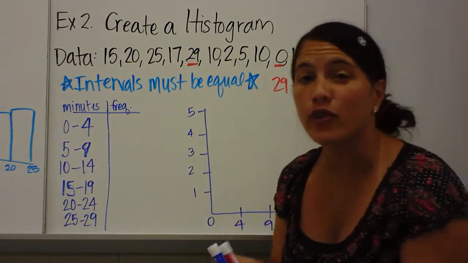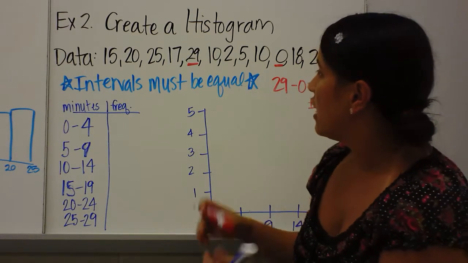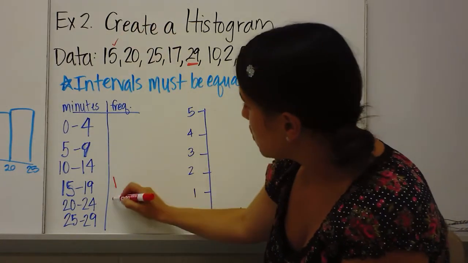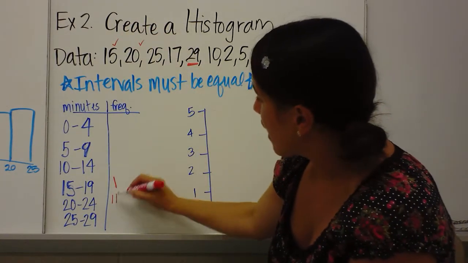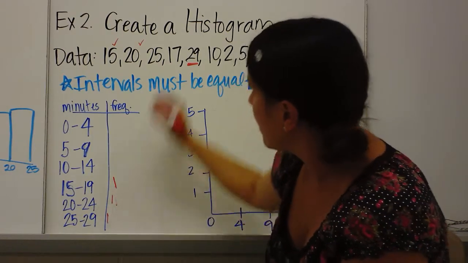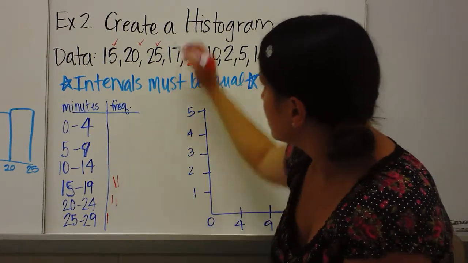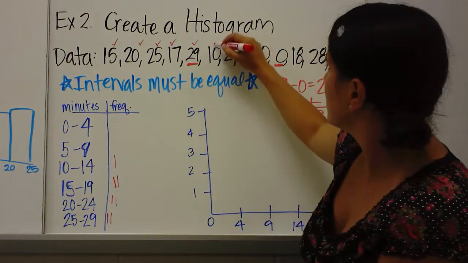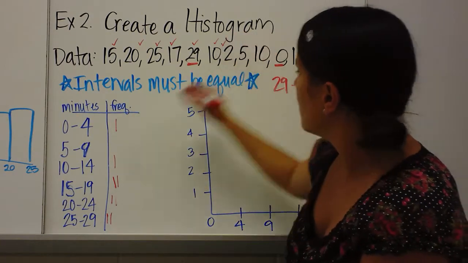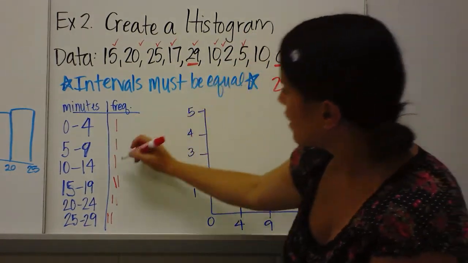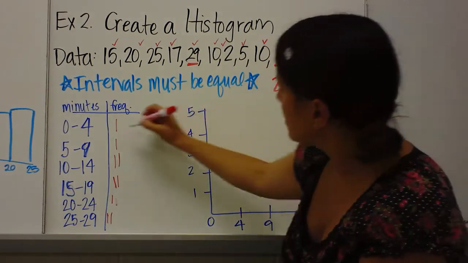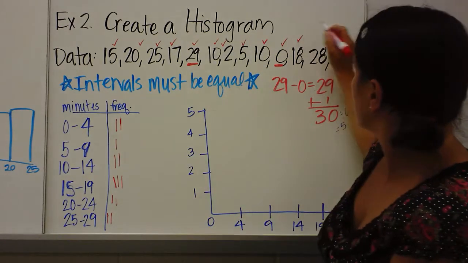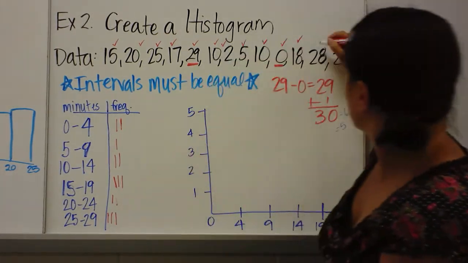And now I just need to get my frequency. So this part I've left to do. I have 15, so I'm going to put a tally there. 20, 25, whoops, 25, 17, 29, 10, 2, 5, 10, 0, 18, 28, and 21.